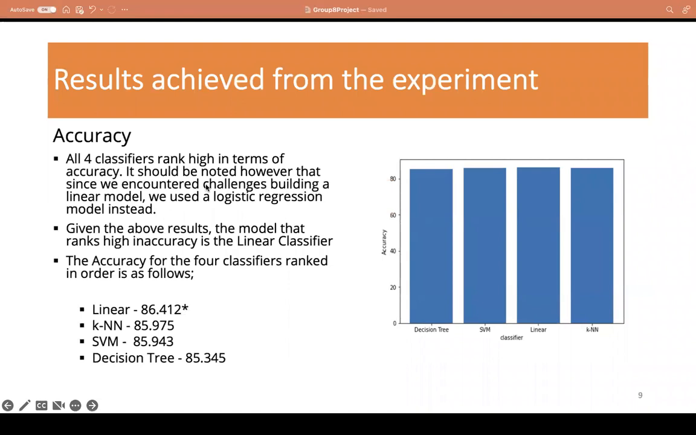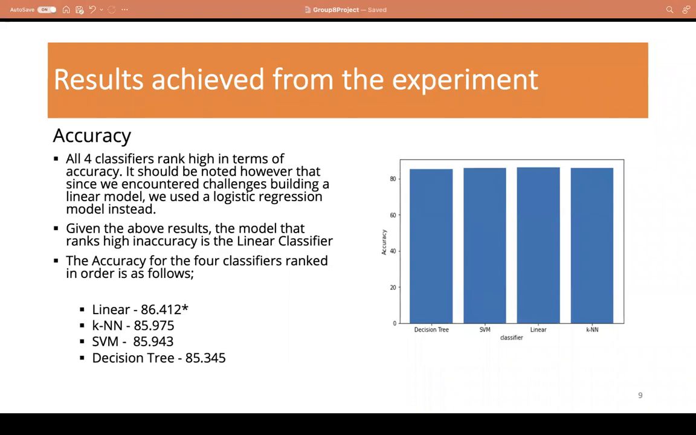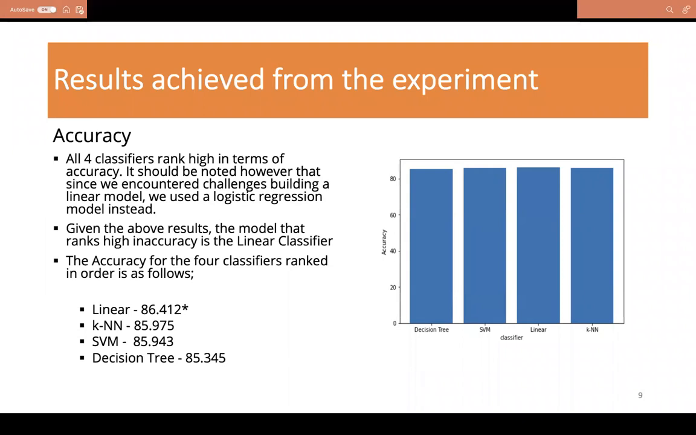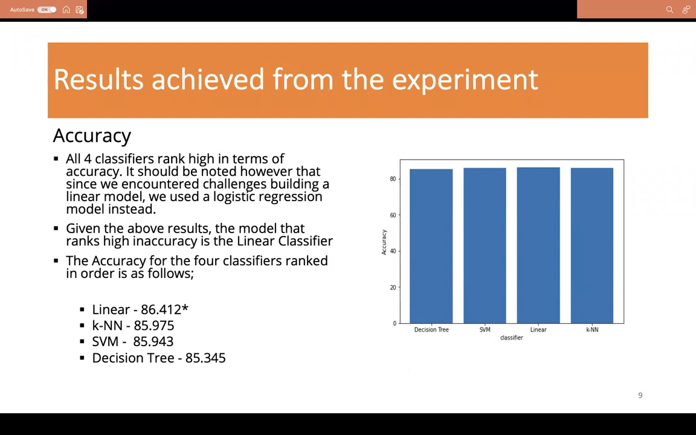Okay, so the result that we achieved from the experiment has very high accuracy. All four classifiers rank high in terms of accuracy. It should be noted, however, that since we encountered challenges building a linear model, we used a logistic regression model instead. So in the linear model, the accuracy is 86.412, KNN is 85.975, SVM is 85.943, and decision tree is 85.345.